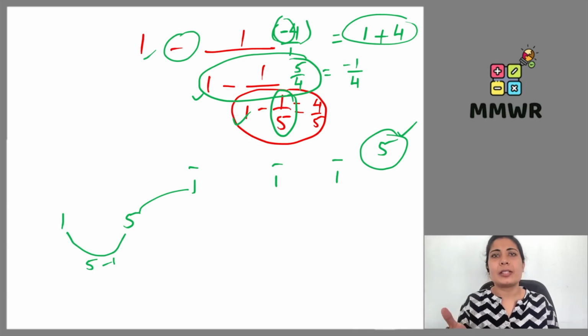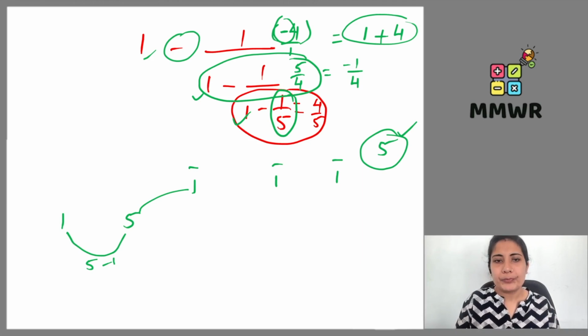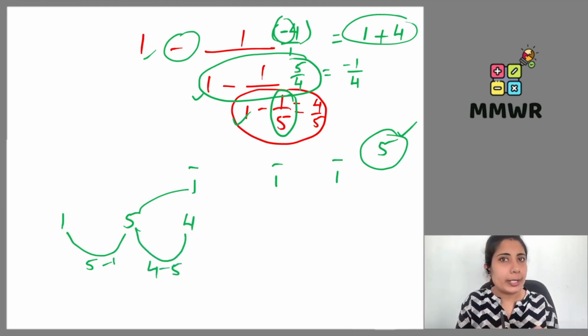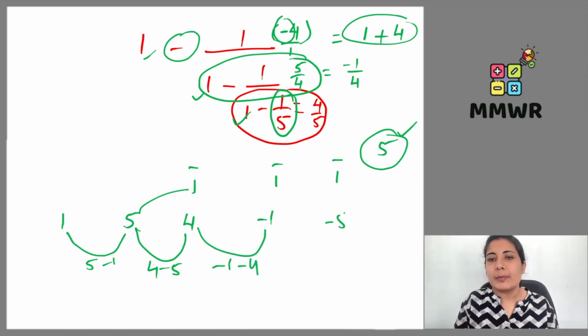So why waste time doing that also? So 5 minus 1 is 4, right? So here you got 4. 4 minus 5, just for your understanding I am writing. Otherwise you can do it mentally. So 4 minus 5, you get minus 1. Minus 1 minus 4, you get minus 5.